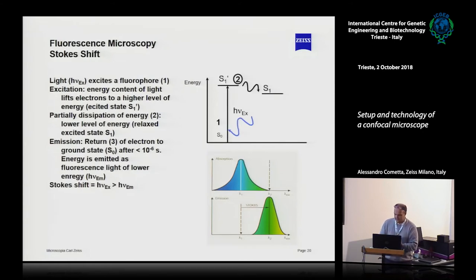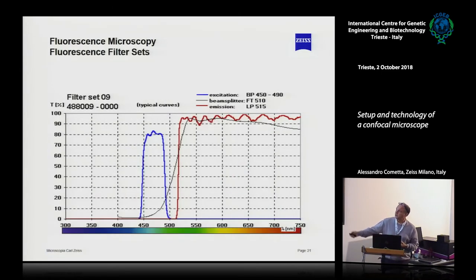So this is, as told by Gabriele, the emission spectrum: excitation, relaxing, and then emission. And this means that I have two different spectra. And these are the cubes you are working with. So this is a real diagram you can find in every brand. If you use a Zeiss microscope, you can retrieve this chart on a web page of Zeiss.